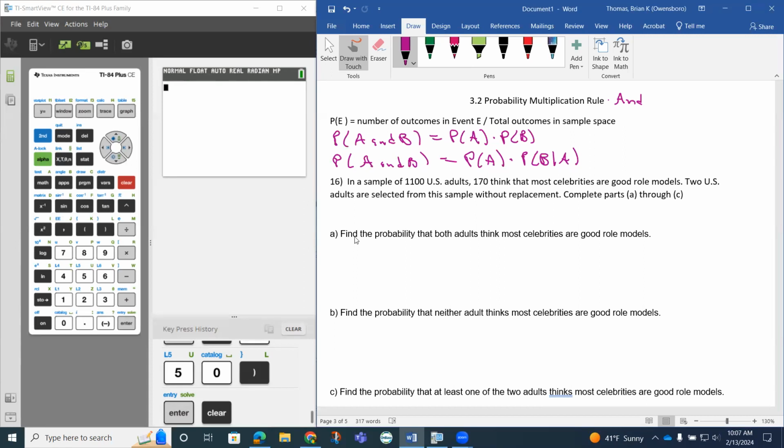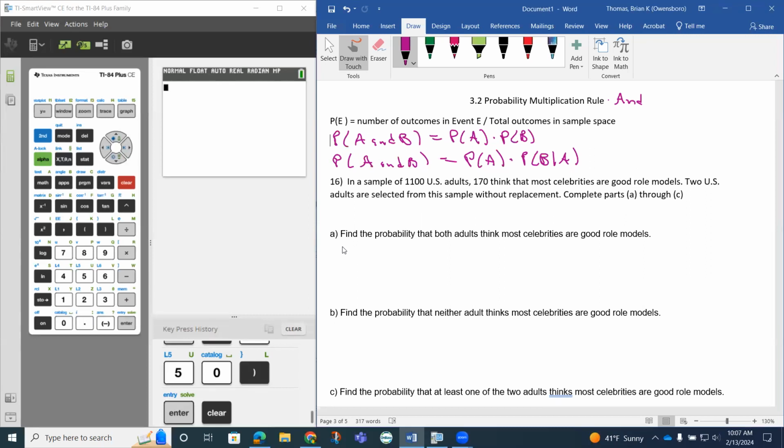So what we're picking up on is we're going to do 2 events. We're going to choose 2 adults, and what we're trying to figure out is, when we choose those 2 adults, what's the probability that both of them think that celebrities are good role models? You can already kind of see that it's not a likely event, because 170 out of 1,100 think that celebrities are good role models. So it's going to be a pretty small probability, it looks like.